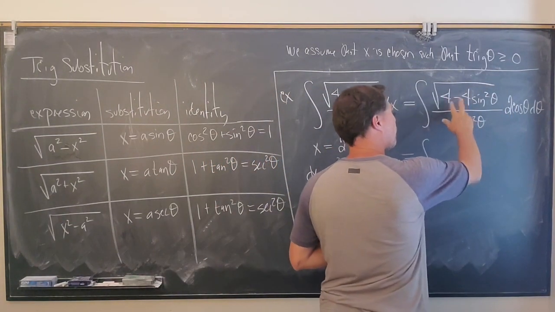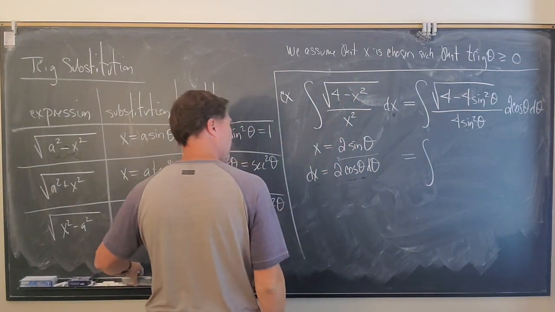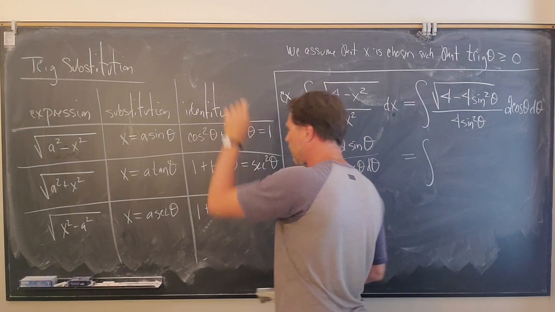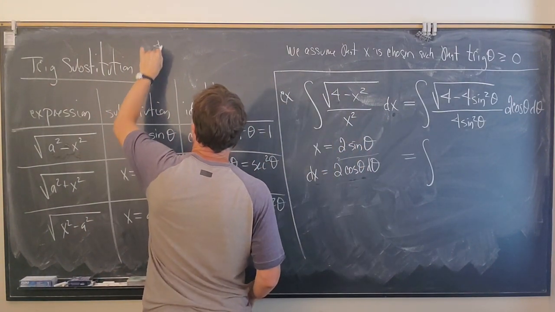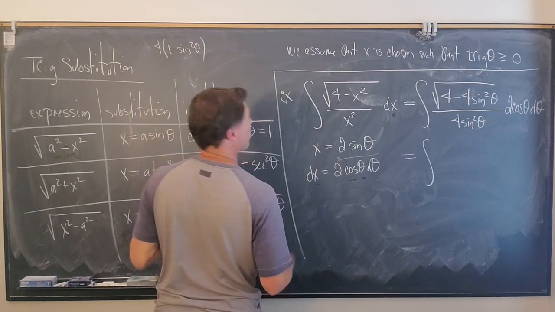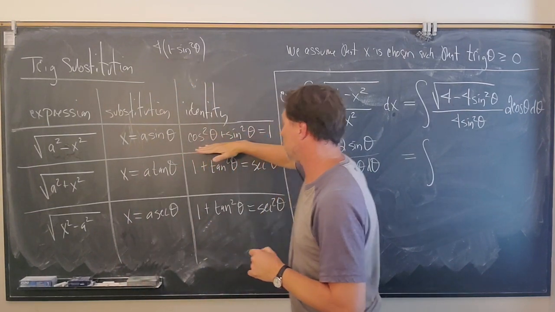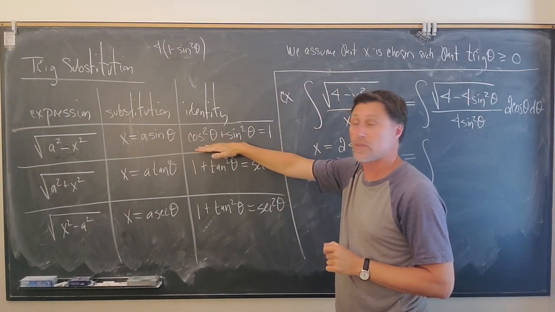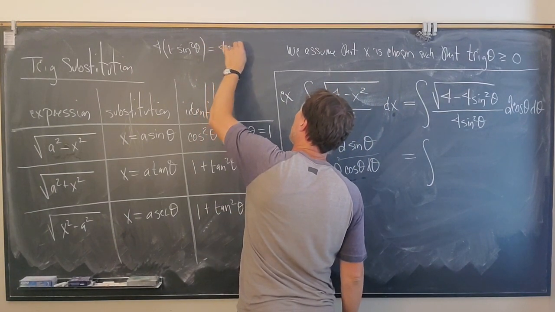Notice right here we've got 4 minus 4 sine squared theta. And I'm kind of running out of room here, I'll write it up here. So what we have is 4 times 1 minus sine squared theta, if I factor the 4 out. And then this piece right here, according to this identity, if you solve, that's equal to cosine squared. So this is equal to 4 cosine squared theta.